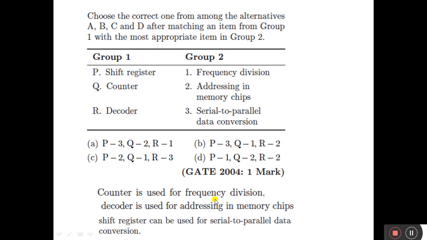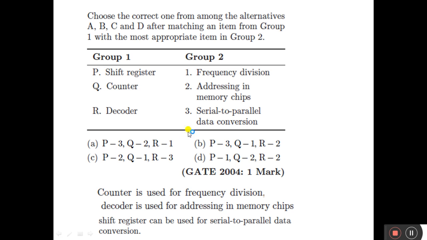Next, very simple problem. Question is asked in GATE 2004, 1 mark question. Choose the correct one from among the alternatives A, B, C, D after matching an item from group 1 with the most appropriate item in group 2. Group 1: shift register, counter, decoder. Group 2: frequency division, addressing in memory chip, serial to parallel data conversion. So options are given to match group 1 and group 2.